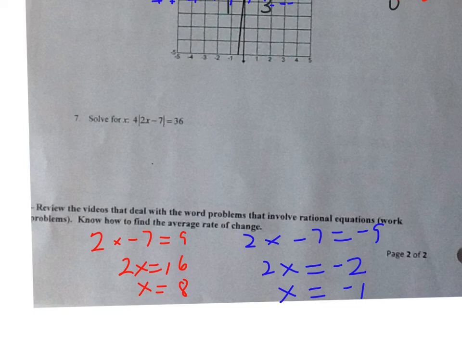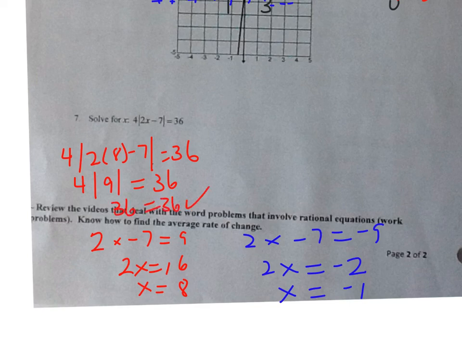All right, so I'm going to start with 8. So it's 4 times the absolute value of 2 times 8 minus 7. Does that equal 36? So 2 times 8 is 16. 16 minus 7 is 9. So it's 4 times the absolute value of 9. The absolute value of 9 is 9. So it's 36 equals 36, and that checks.